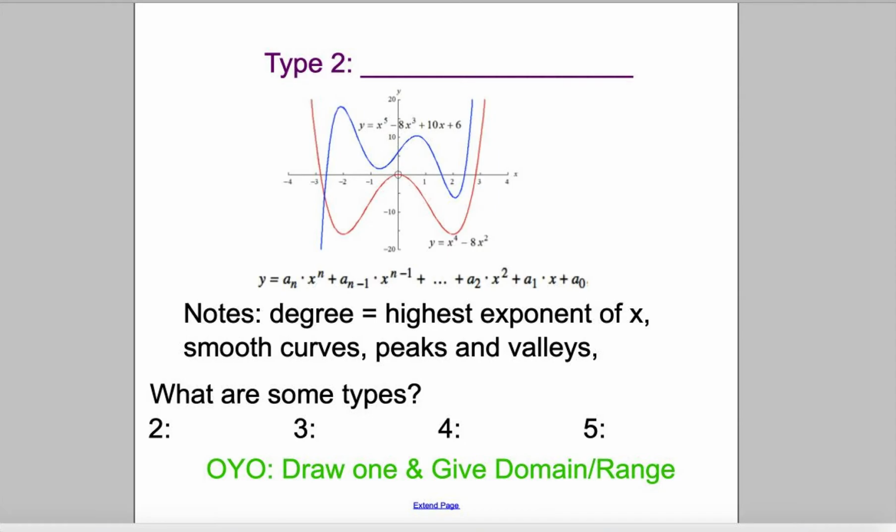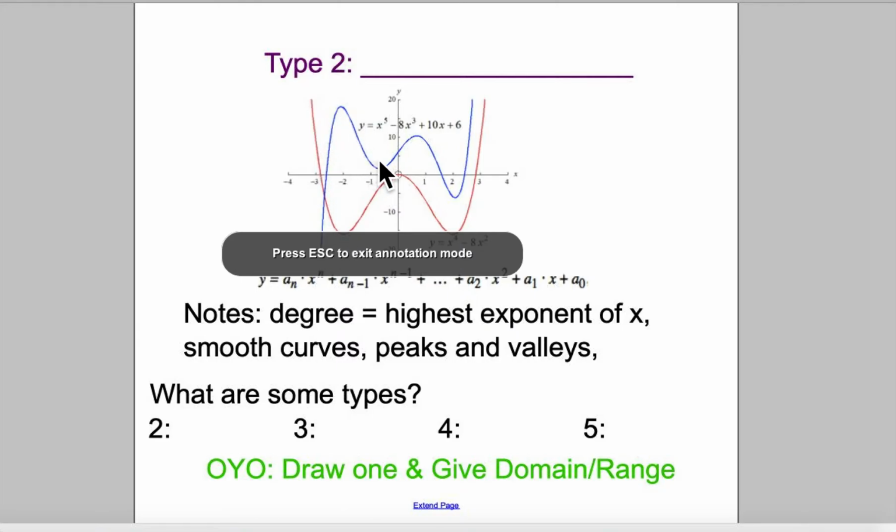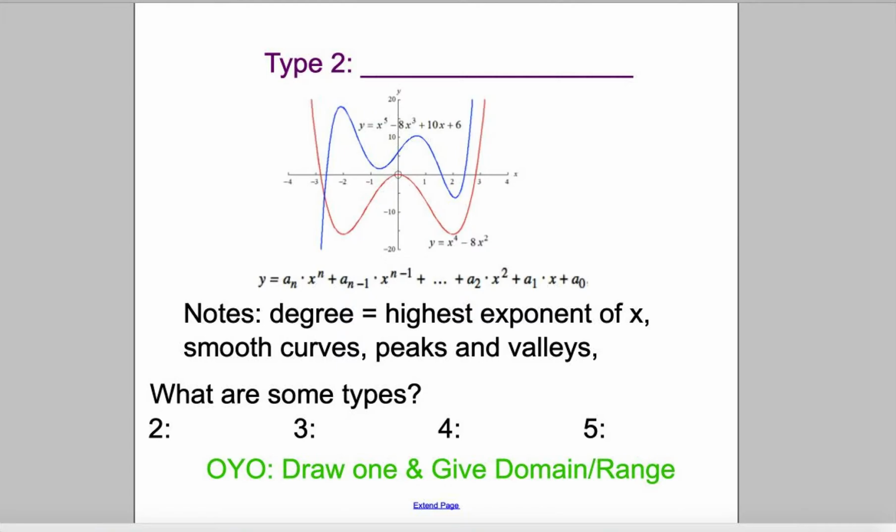All right, type 2, we are going to be dealing with these very curvy, wavy, peaks and valleys types of functions. They kind of look like quadratics, and actually quadratics fall within this bigger umbrella type. So this type is called polynomials.